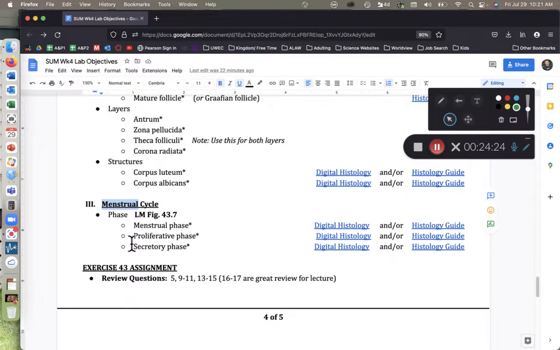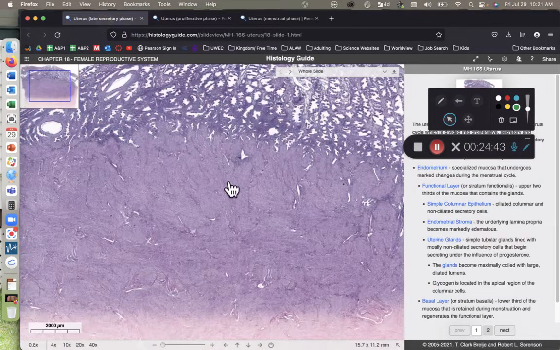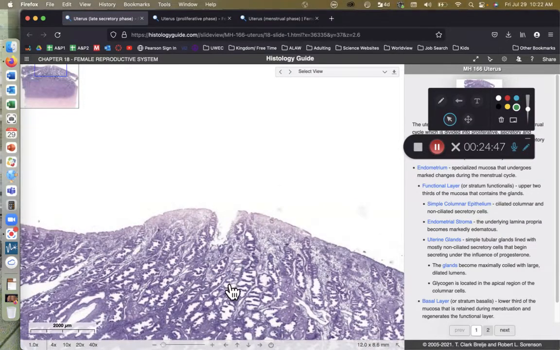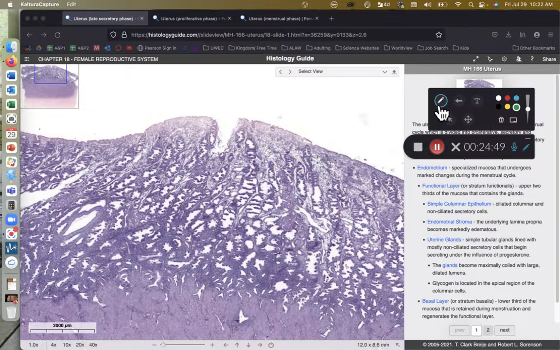And then finally we have the secretory phase. This is going to occur after ovulation. So it begins day 14, and it's day 14 through typically day 27 to 28 of your average menstrual cycle. So let's pull up the secretory phase. And as we're looking at the lining of the uterus, the endometrium, look at this functional layer.